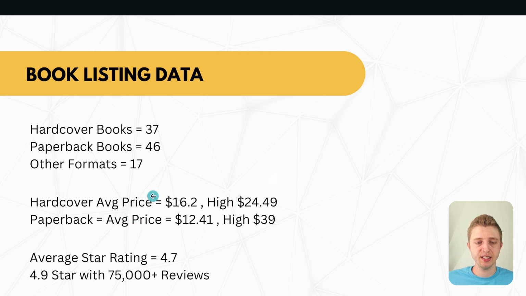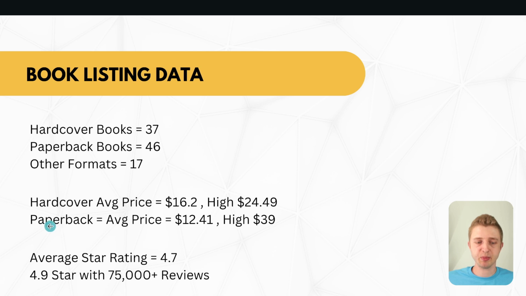The next step, I analyzed all of the prices and I worked out the average price and the high price. The average price of the hardcover books was $16.20, and the highest priced hardcover book I could find in the top 100 was $24.49. This is also really cool to see, that we don't always have to race to the bottom, and we are allowed to have higher priced books. So I really want to encourage you to not race to the bottom, do higher priced books, and go get yourself some profits for the hard work that you put into your books.